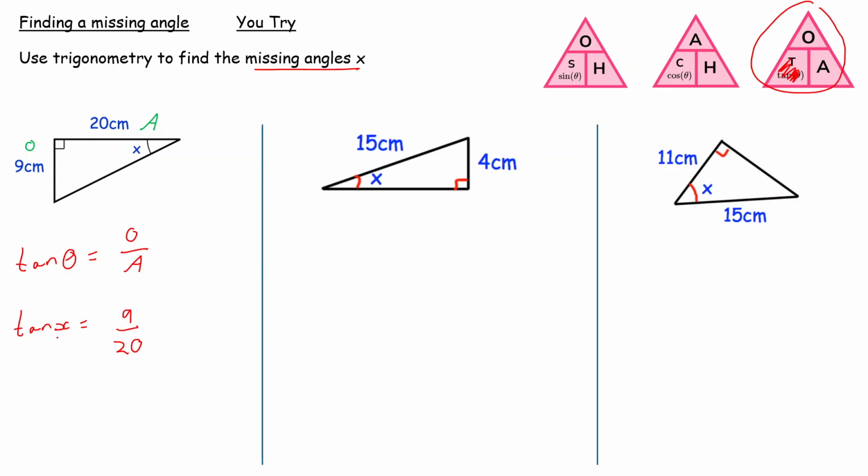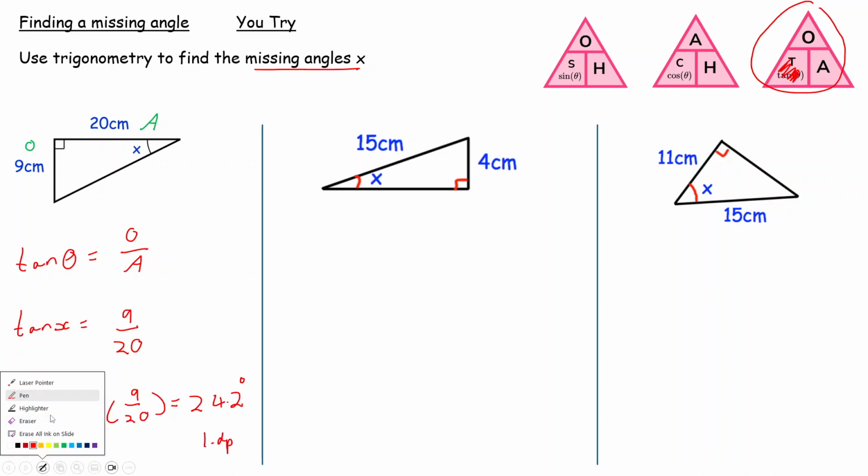To get X on its own, I've got to get rid of the tan here. I do that by doing the tan inverse of both sides, and then if I tan inverse 9 over 20, I will get my answer. So this time I've got tan. I tan inverse it and put 9 over 20, and you should get 24.2 degrees, to 1 decimal place. Of course your rounding here might be different, but if you've got 24.2 or 24.22, that's absolutely fine. So there is my first answer.